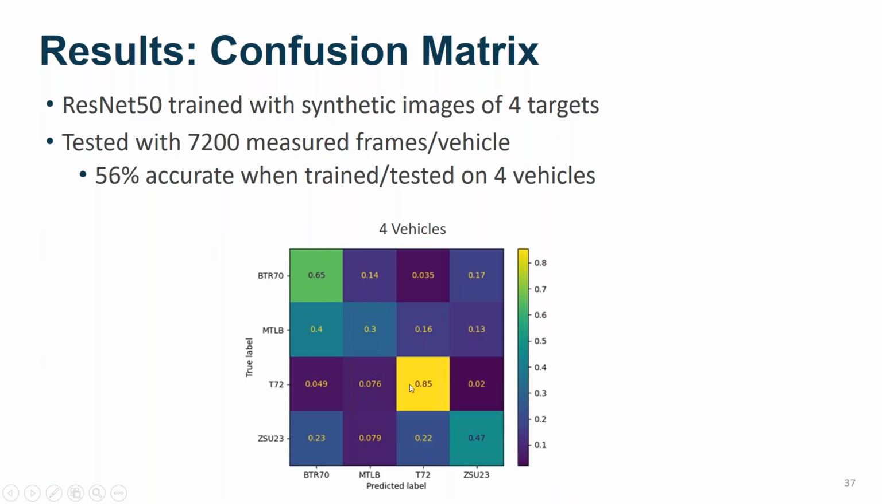The image here is a confusion matrix. For example, if I feed in a test image of a BTR-70, 65% of the time that vehicle was correctly identified as a BTR-70. If I average along the diagonal, from the top left to the lower right, I get 56% overall accuracy. If you feed in a T72, it's getting it correct 85% of the time. If you add across the horizontal, the numbers should add up to 100%. So for the T72, 85% of the time it was correct, and 5% of the time it was incorrectly identified as a BTR-70, for example.